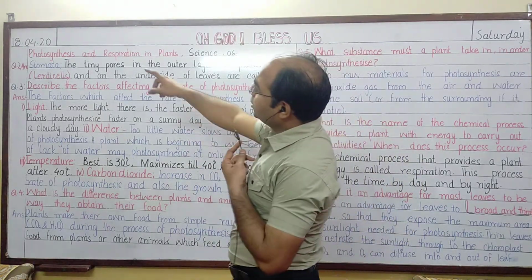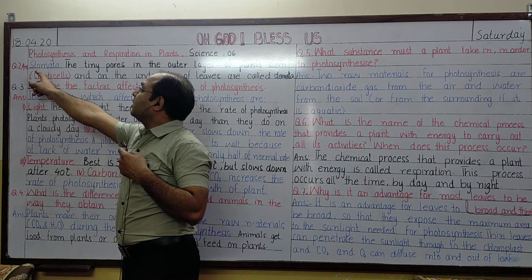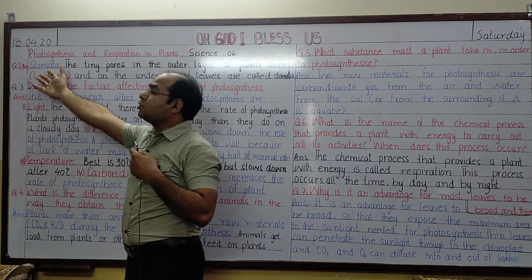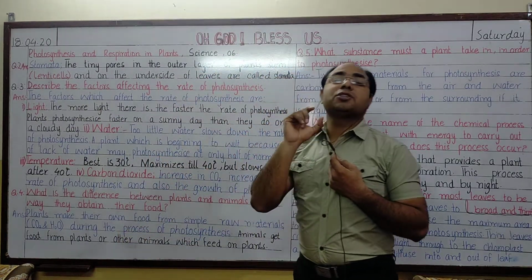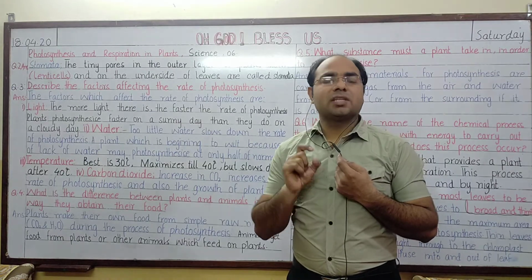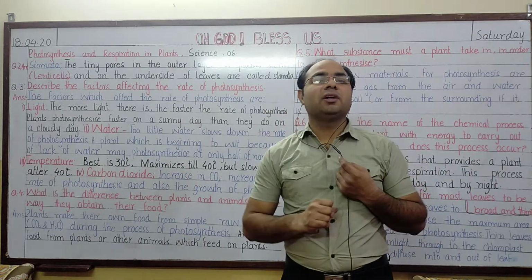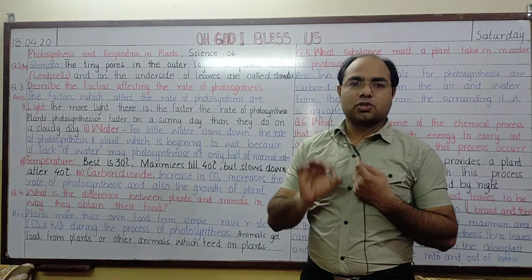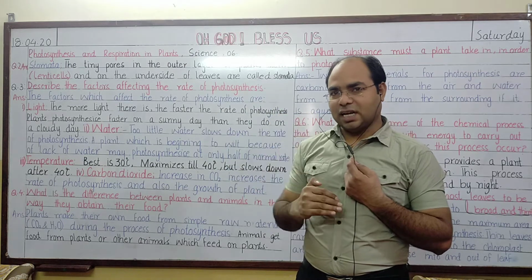Now question number 2 is here. I've not written the question, but the question is: define stomata. Now what is stomata? Firstly, you need to know that stomata is a plural word. Stomata is a plural, not a singular. The singular of this word is stoma. Stoma is a small pore, specifically on the underside of the leaves.